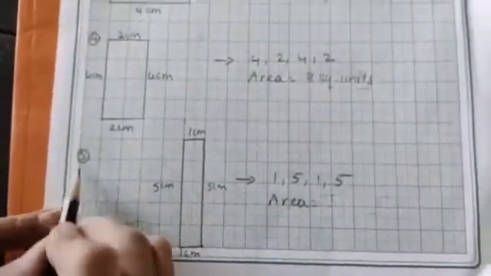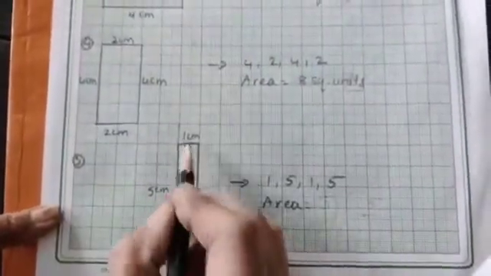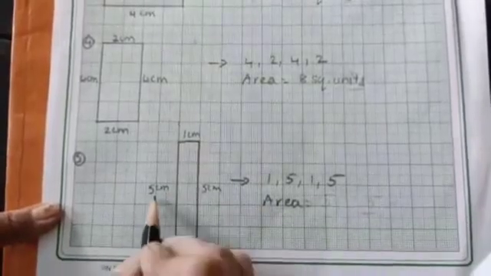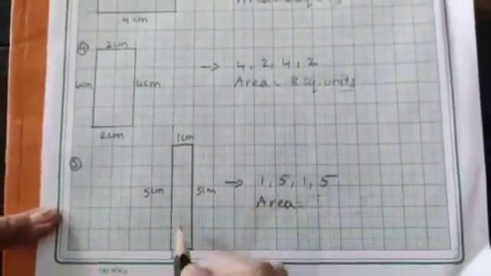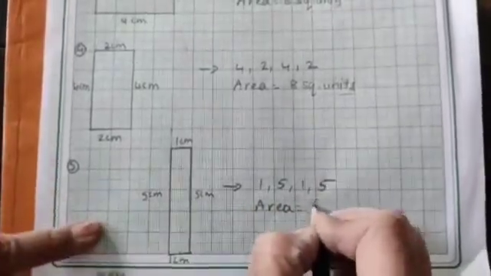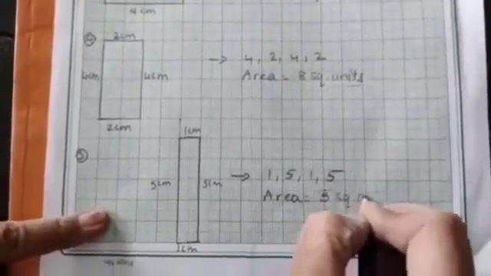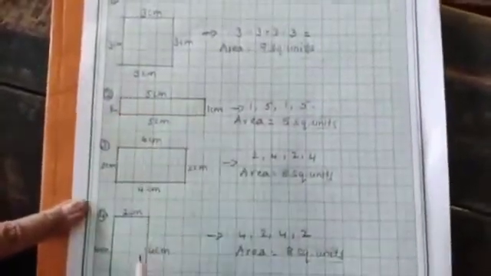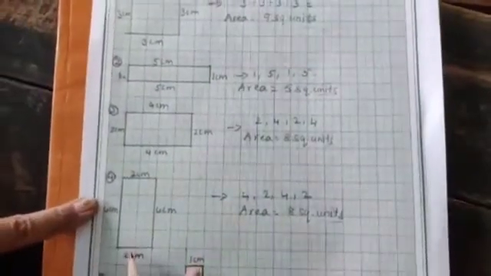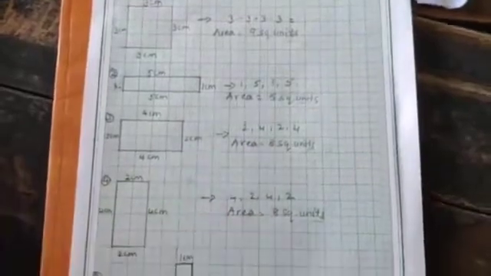Then here 1 centimeter, 5 centimeter, 1 centimeter, 5 centimeter. Perimeter is 12. Area is 1, 2, 3, 4, 5. 5 square centimeter. Like this, I made different shapes with the help of different combinations. Perimeter is 12, and the combinations are different.